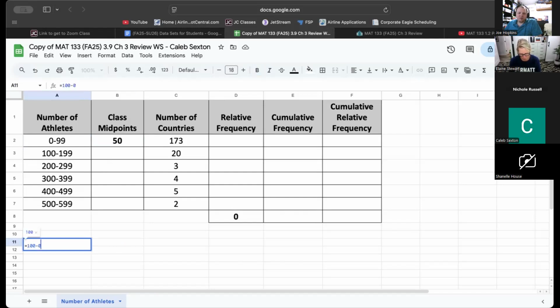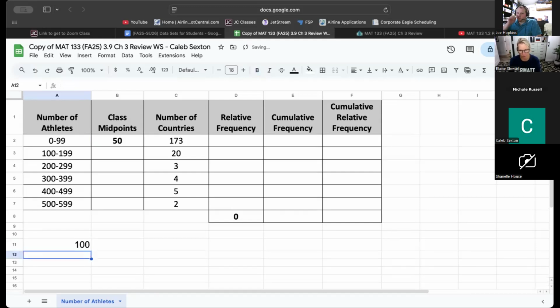When you hit enter, that's just going to give you 100, right? 100 minus 0 is 100. So the width is how many numbers are in each group. From 0 to 99, how many numbers is that? It's not 99, because you got to count 0. So 0 is 1, and then 2, 3, 4. And so there are 100 numbers from 0 to 99.